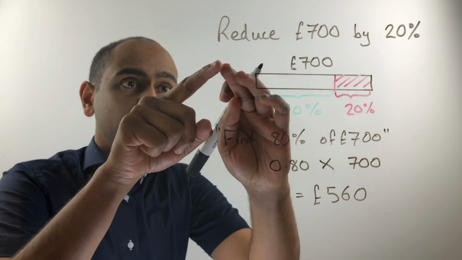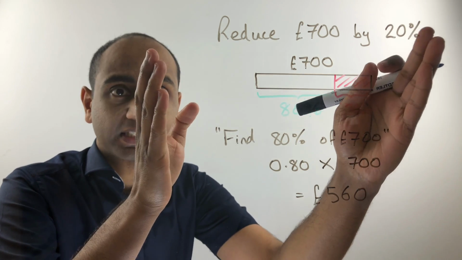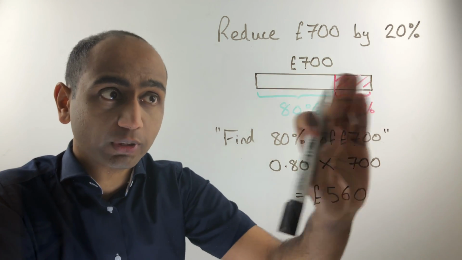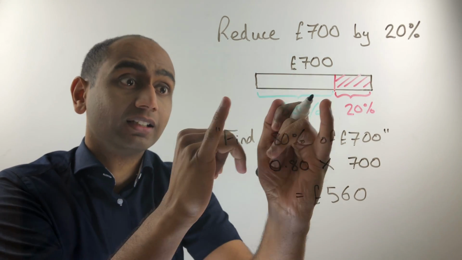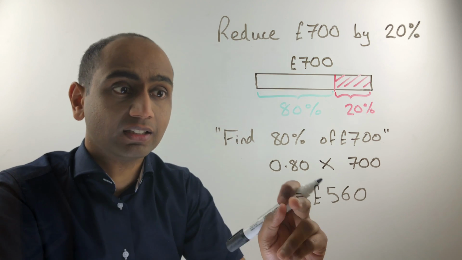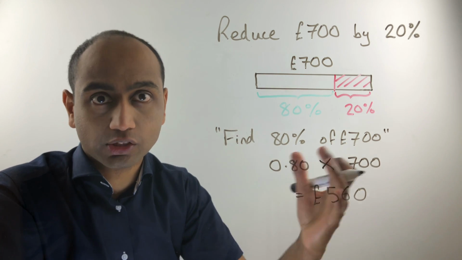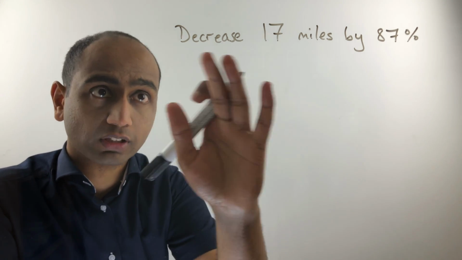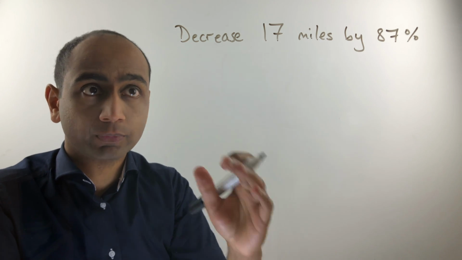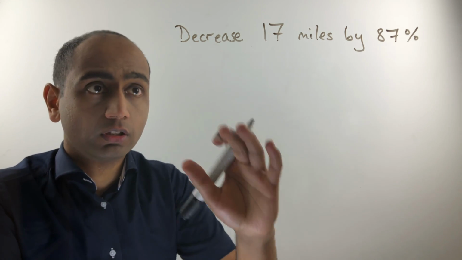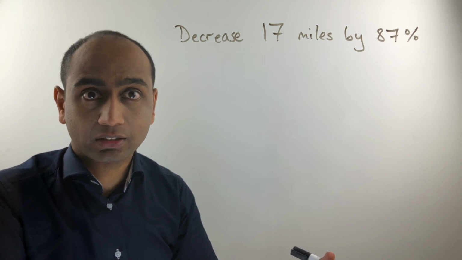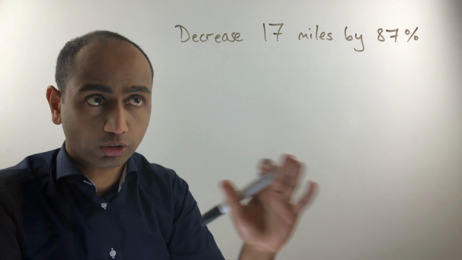So to recap, what we did was we turned this reduce by a percentage question into a find a percentage question. If we're reducing by 20%, what we actually want to find is the value of the remaining 80%. And then you only have one calculation to really do on your calculator. Here's the second example. It's fairly similar to the first. Instead of the word reduce, however, we're using the word decrease. Decrease means the same as reduce. So we want to decrease 17 miles by 87%. Pause the video and have a go at this one using a decimal multiplier.